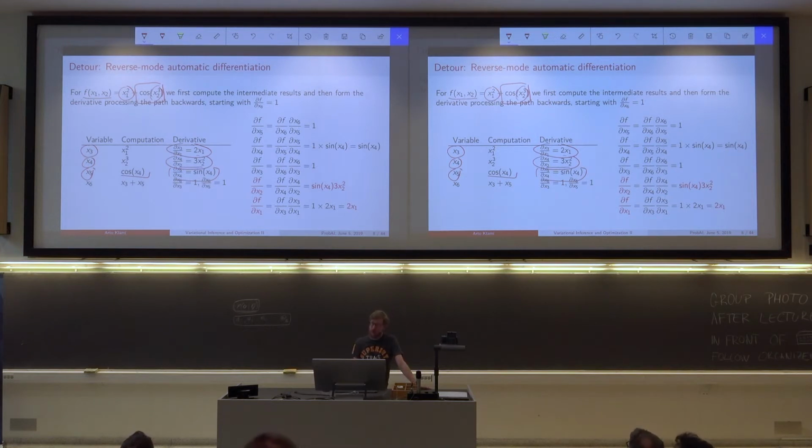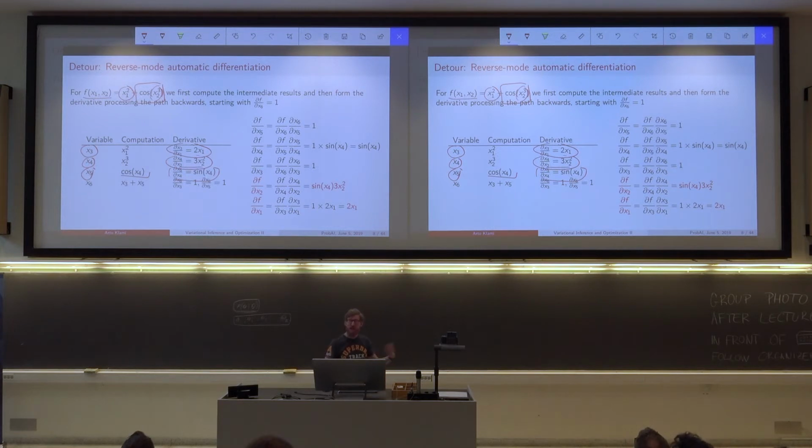And finally, the summation is easy. The derivatives are just ones there. Now we've computed the value of our function. x6 is exactly the function value. Now we can go backwards and compute all the derivatives of this function with respect to all of these variables, both the original ones and the new ones that we introduced in the middle of this process.